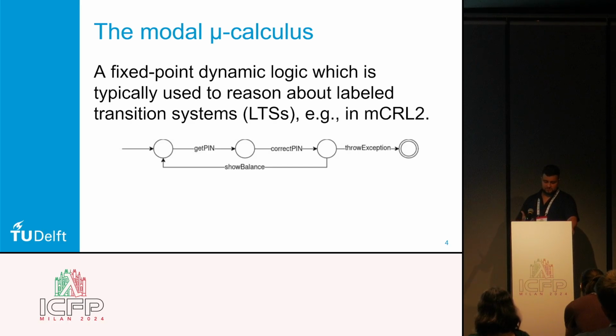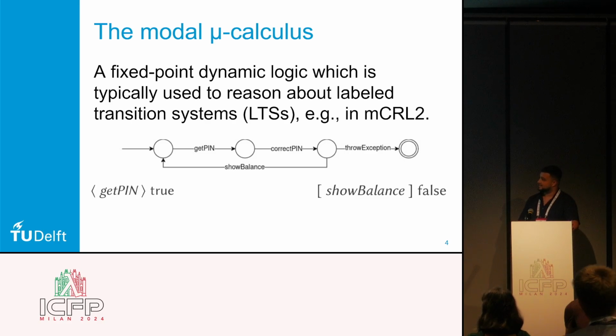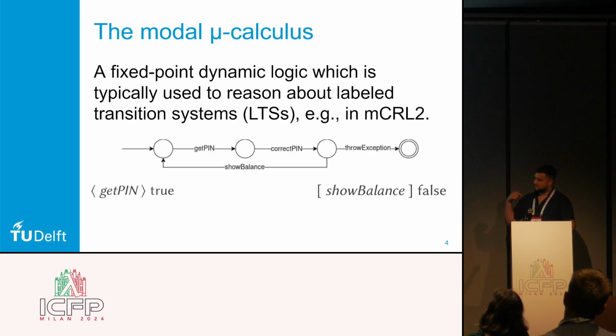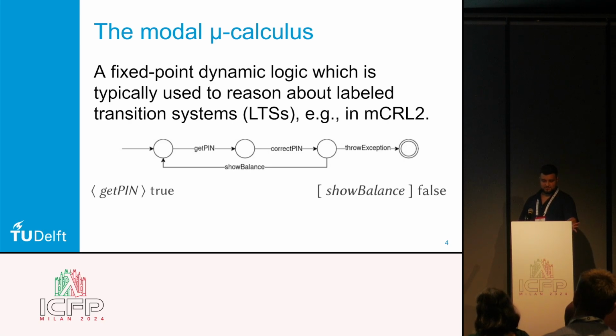And for such labelled transition systems, we can write properties using the modal mu calculus, and they look something like this. So the property on the, well, it's my right, your left, says that in the initial state, it is possible to execute the get pin operation. And more concretely, it says that the first operation in the program is get pin, and there exists a continuation after that get pin operation for which the formula true holds. And the formula true is trivially satisfied by all programs.